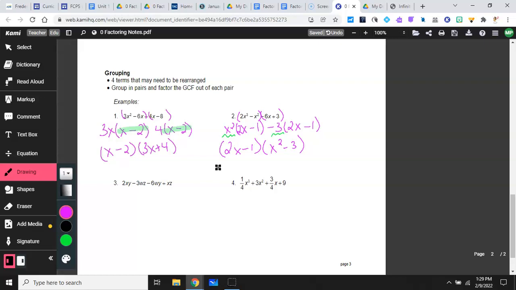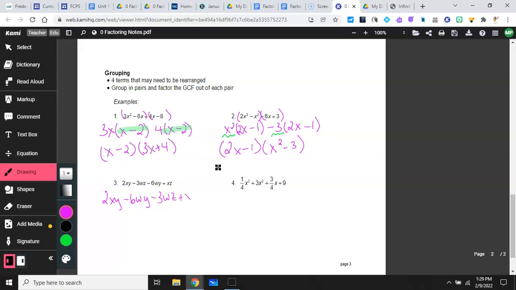Okay, looking at number 3, this one's a little bit tricky for a couple different reasons. If I were to leave it as is and group them, there's nothing in common with these first two terms, and there's nothing in common with the last two terms. So we wouldn't be able to get that binomial that is exactly the same in both. So we're going to rearrange our terms a little bit. Usually when we are rearranging terms, we can go ahead and just flip-flop the two middle terms. So that's what I'm going to do.